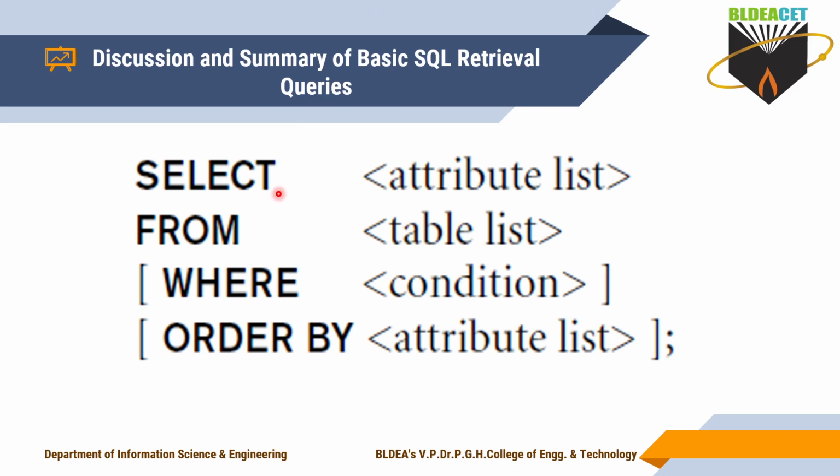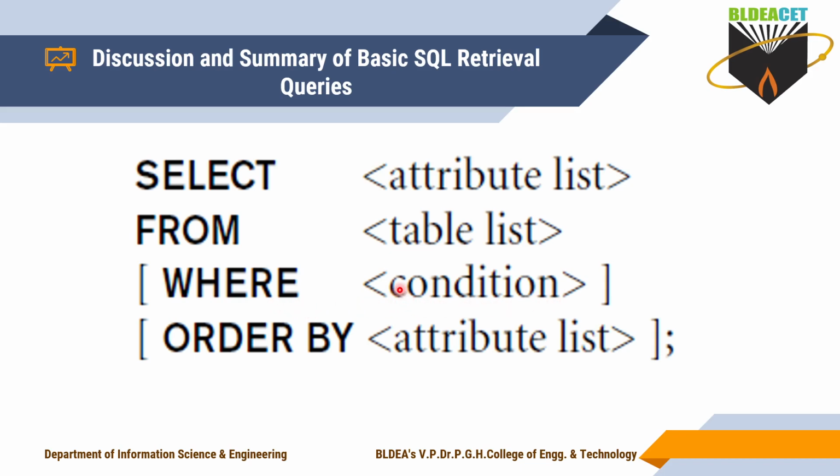As you already know, if you want to retrieve data, you use the select statement. So what is the select statement syntax? Select, from, where and order by. In select, you have to specify the attribute list, which attributes you want to retrieve. From: those attributes belong to which table, that table name you have to specify in the from clause. According to some condition, if you want to retrieve, you have to specify it in the where clause.